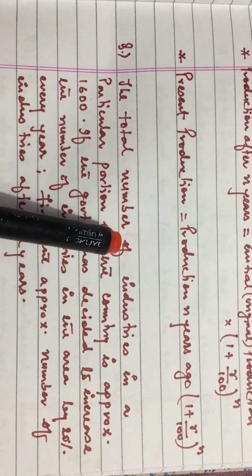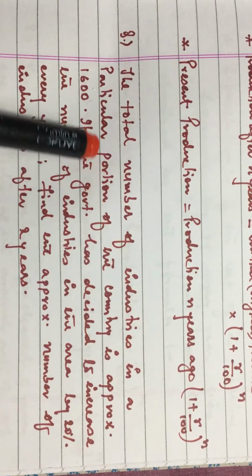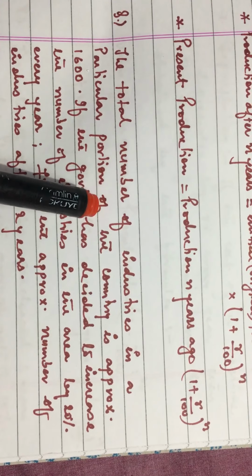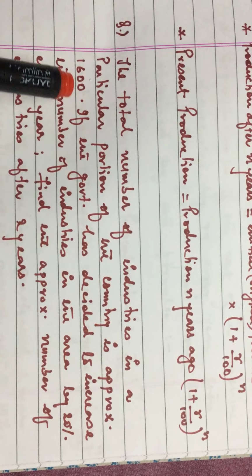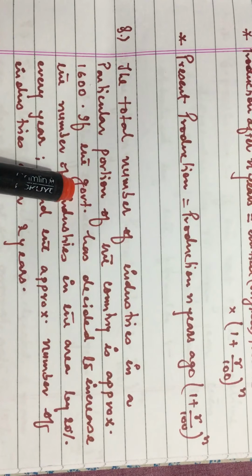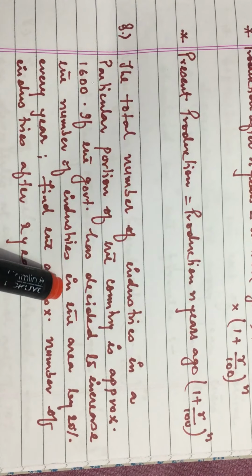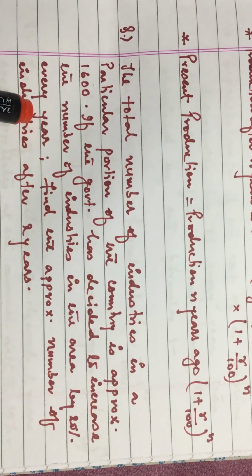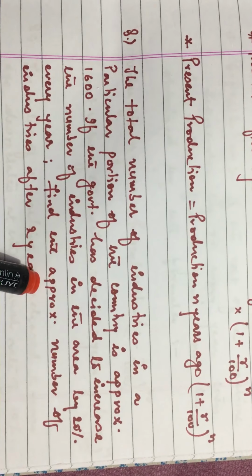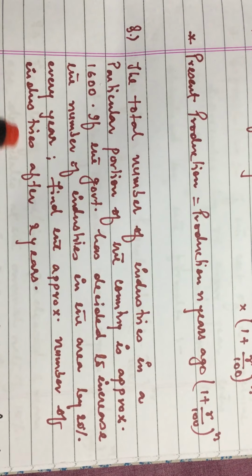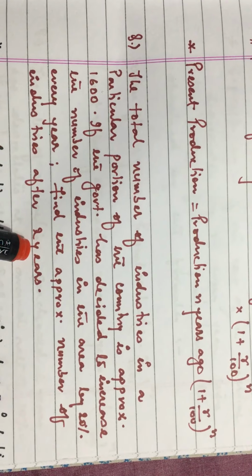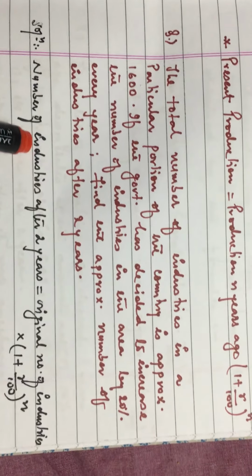The total number of industries in a particular portion of the country is approximately 1600. If the government has decided to increase the number of industries in the area by 20% every year, find the approximate number of industries after 2 years. We have to calculate the number of industries after 2 years.